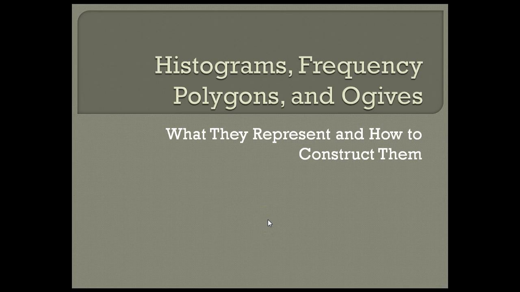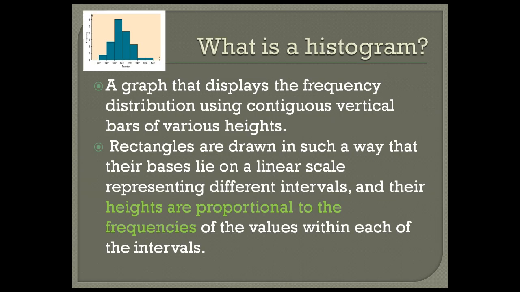Sometimes it's easier to identify patterns of data sets by looking at a graph of the frequency distribution. Let's take a look at three of the most common types of graphs that are used, and those are histograms, frequency polygons, and ogives. And let's take a look at what they represent and how to construct them.